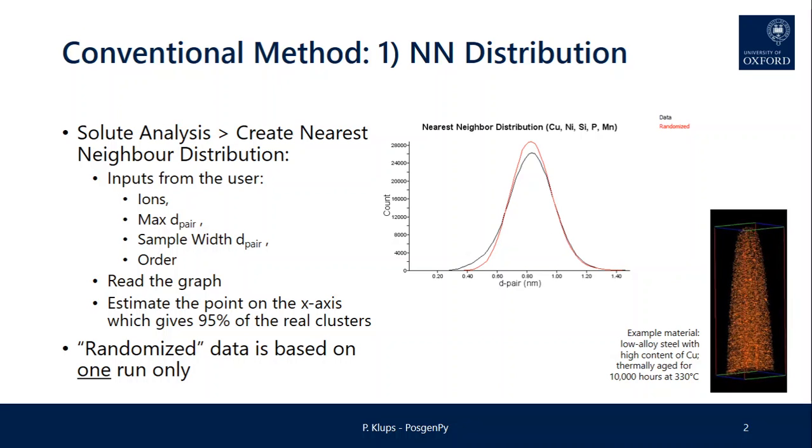The goal is to find a Dmax which gives us enough clusters that are real. In other words, the ratio of the randomized data to our real data shouldn't be significant. The problem here is that IVAS does this relabeling or randomization step only once, so this value might be different the next time we create exactly the same distribution.